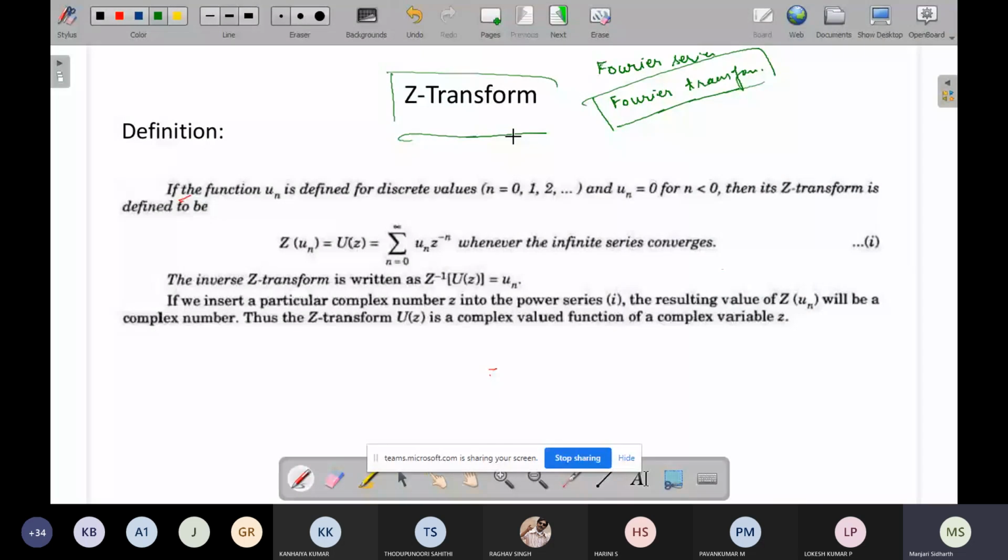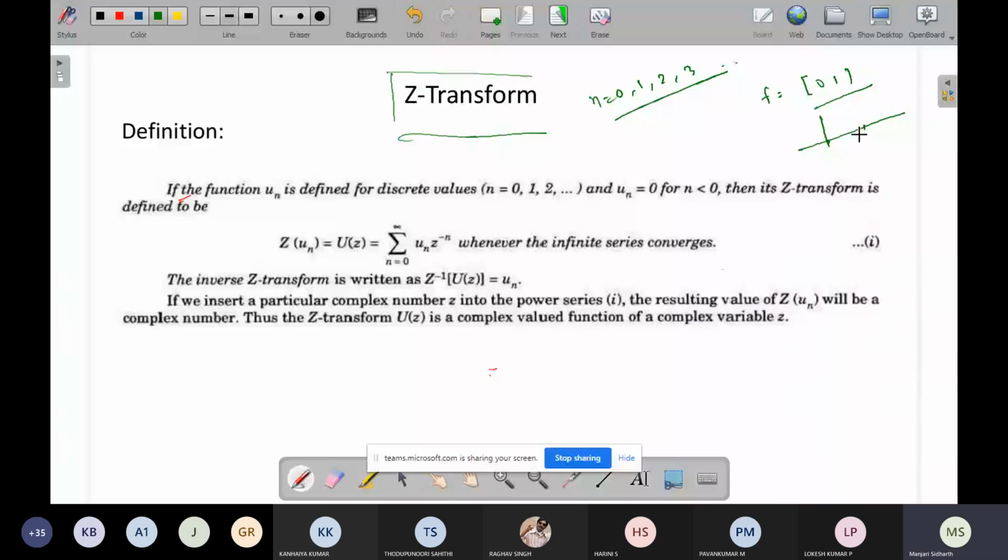For the continuous function, we use an integral, and for the discrete functions, we use summation. So Z transform we define for the discrete function. Discrete means for the discrete values of n, like n equals 0, 1, 2, 3. And the Fourier transform is for a function defined on a closed interval 0, 1 and continuous, meaning for each point between 0 and 1, the function is defined. Here, the function is defined on discrete points 0, 1, 2, 3, not in an interval of infinite length.